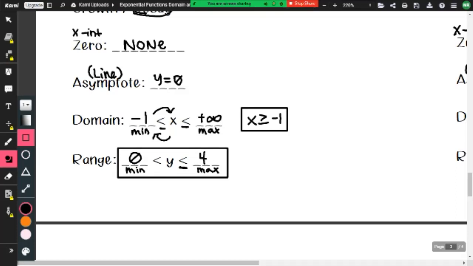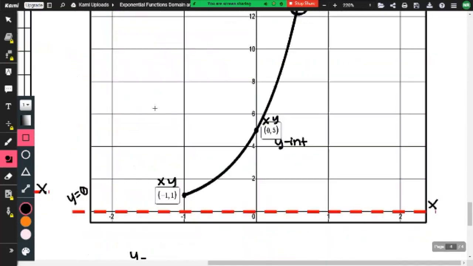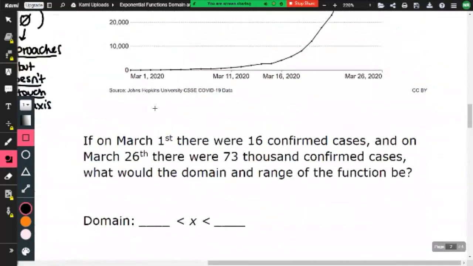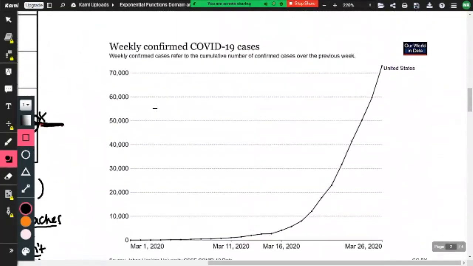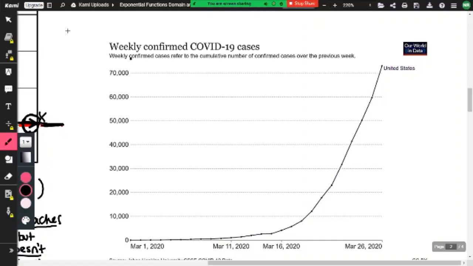Example 7, finishing up. Real world scenario. I know y'all get tired of hearing it, but coronavirus. I got this graph straight off of the website. What do the values on the y-axis represent? Thousands of what? The cases, the number of cases. So I'm going to write that down, number of cases.